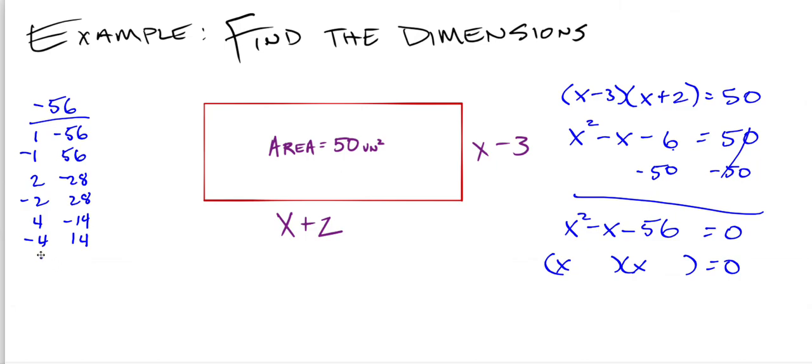5 does not go into 56. 6, I don't believe does. No, 6 does not go in evenly. 7, yes. 7 and 8.